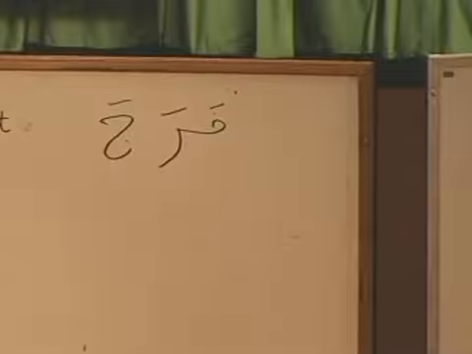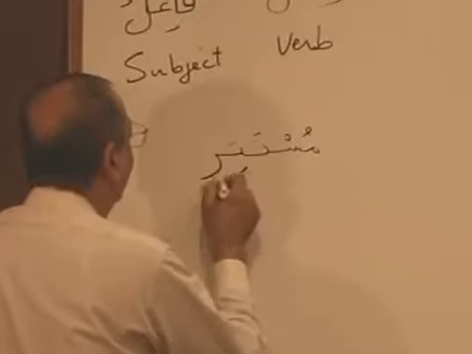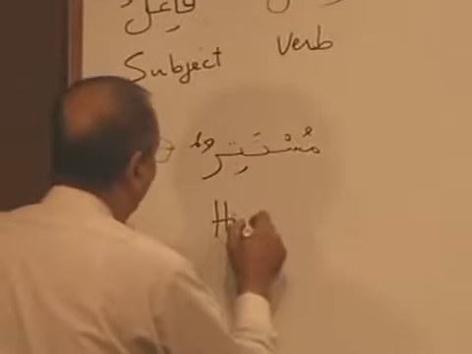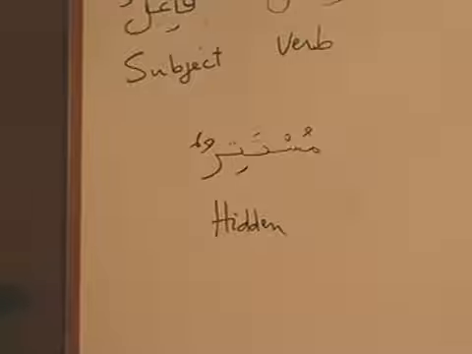So we call it, where is the fa'il? I ask you the question, where is the fa'il? You will say, mustatir. What is the meaning of mustatir? It's hidden. Where is it hidden? Inside the verb. Our mind can see, but our eyes cannot see. Are you with me, brother? Where is the fa'il? Mustatirun. What is the English, brother? Hidden. Got the idea, brothers and sisters?